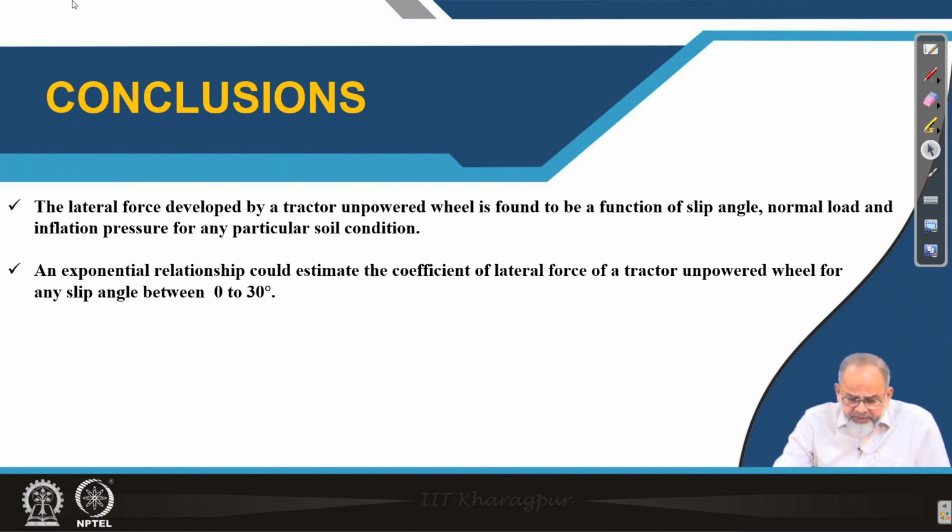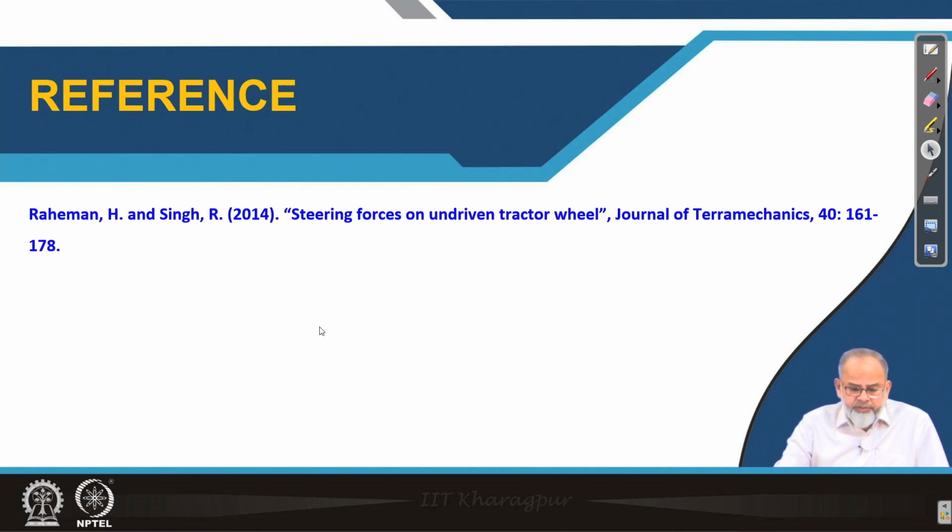So this is a study which we conducted at IIT Kharagpur, that has been discussed. Since not much literature related to tractor tires is available, that's why I presented it. This has been taken from one of the papers which I produced in the Journal of Terramechanics in the year 2014.